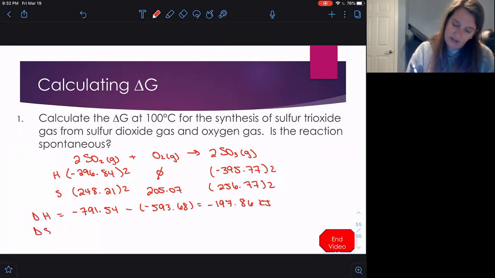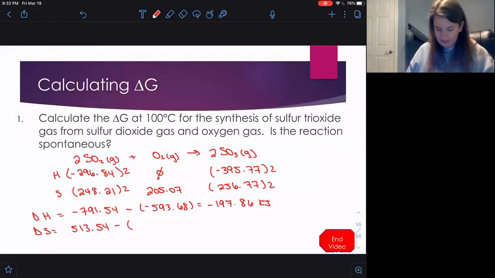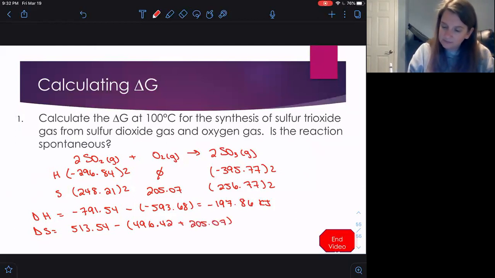I've got to calculate my delta S now. So I've got 2 times 256.77. That's 513.54 minus, I have 2 times 248.21. It's 496.42 plus 205.07. So when I calculate that, I got negative 187.95. And that's joules per Kelvin.